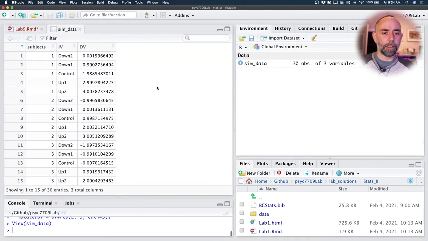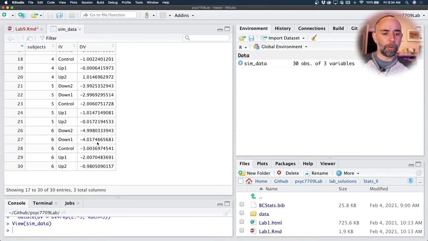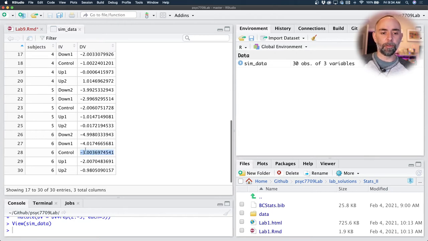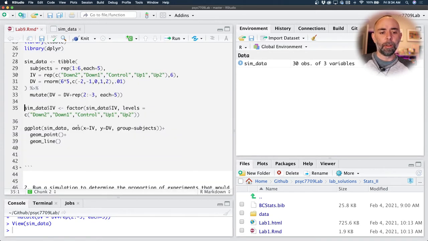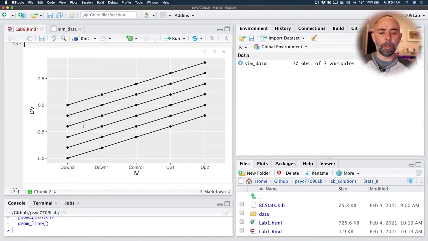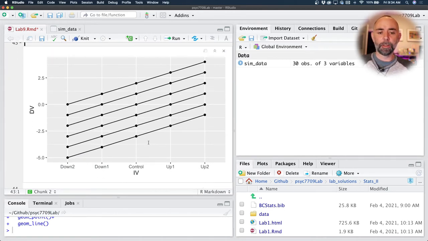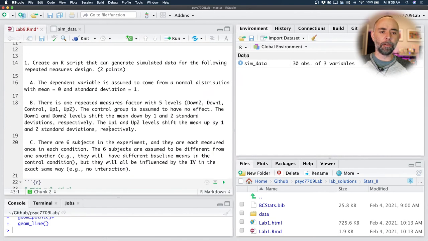So if we run this, let's take a look now. We should have shifted subject 6 down by negative 3, all of the values. You can see the control score here is negative 3. We've shifted all of the values for subject 5 down by negative 2, and their control starts at negative 2, and so on. Now when we look at the plot, we've got six different participants who are starting out at different places, but the main effect is consistent across all of the participant data. So this kind of situation would satisfy this question.